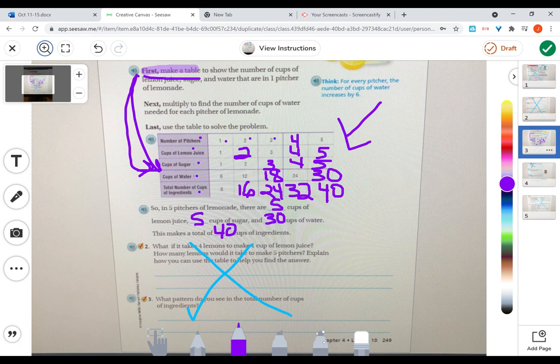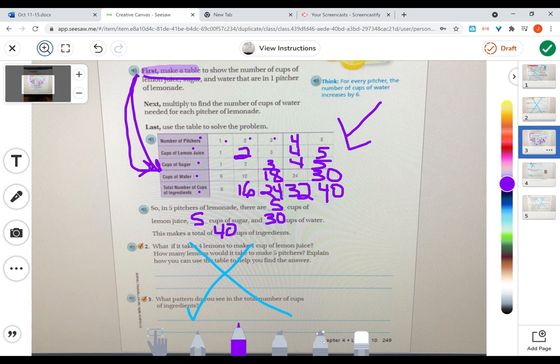Now the water is a little bit different because for every single pitcher, we get 6 cups of water. So in 2 pitchers, we have to take 2 times 6, which is 12. For 3 pitchers, we're going to say 3 times 6, which is 18. For 4 pitchers, 4 times 6, which is 24. And for 5 pitchers, 5 times 6, which is 30.